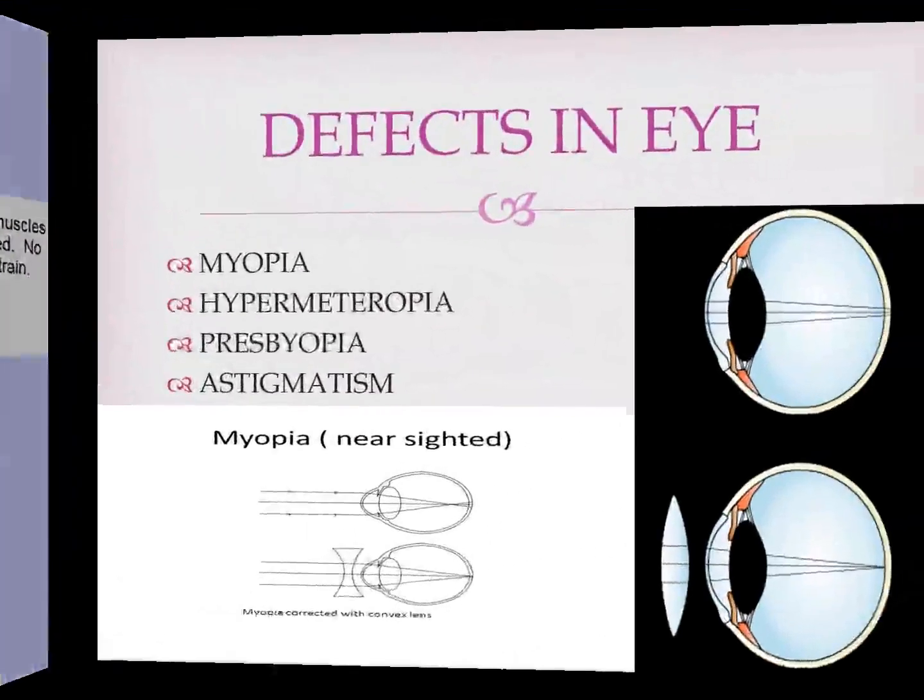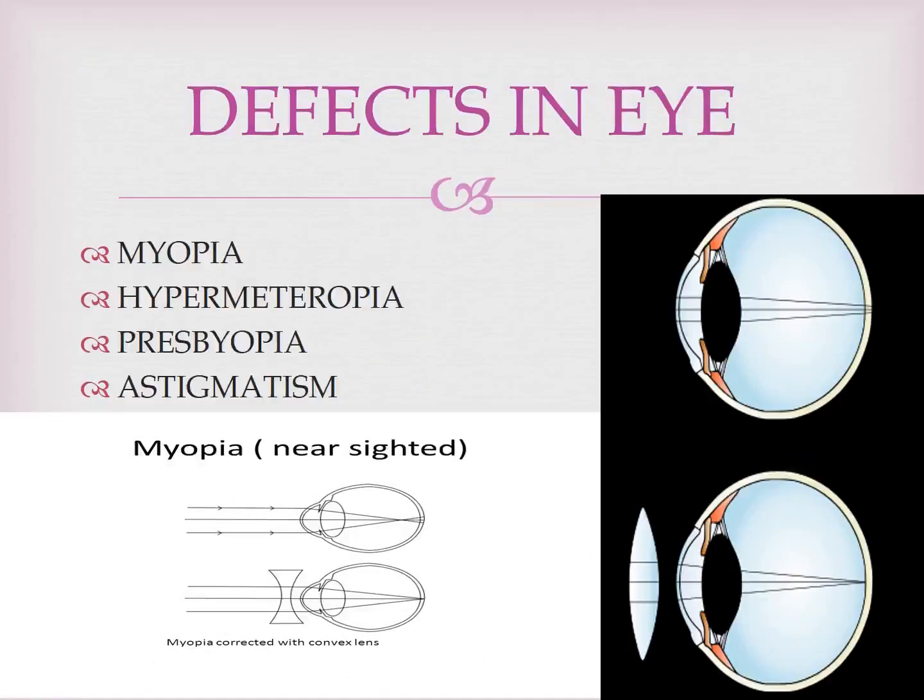Now, what are the defects in the eye? A normal human eye can clearly see all objects placed between 25 centimeter and infinity. But for some people, the eye loses its power of accommodation. I told you, what is power of accommodation? It is the ability of the eye lens to focus nearby as well as distant objects.